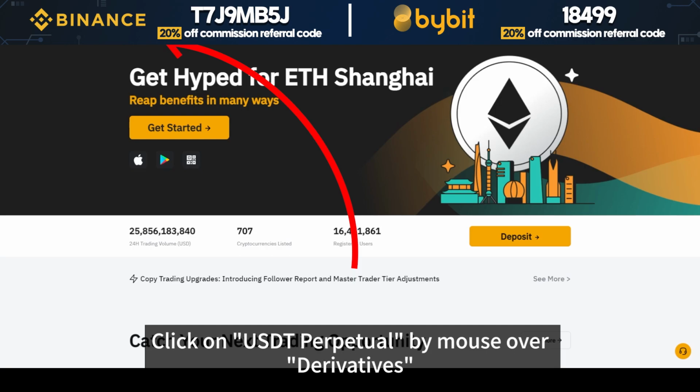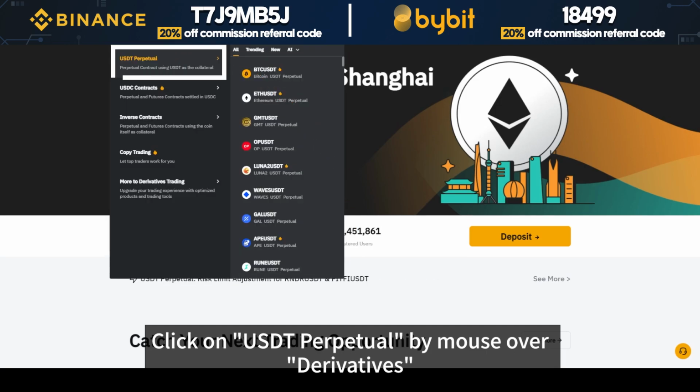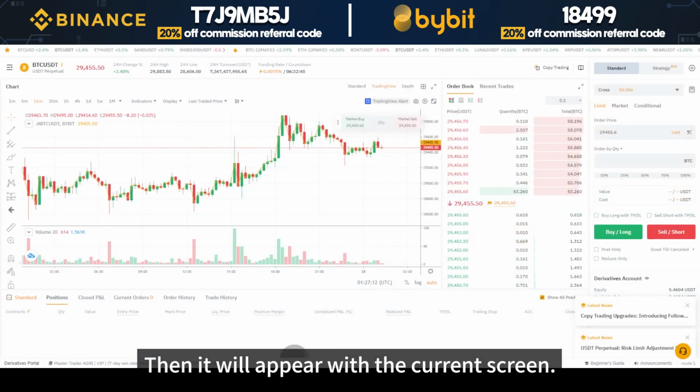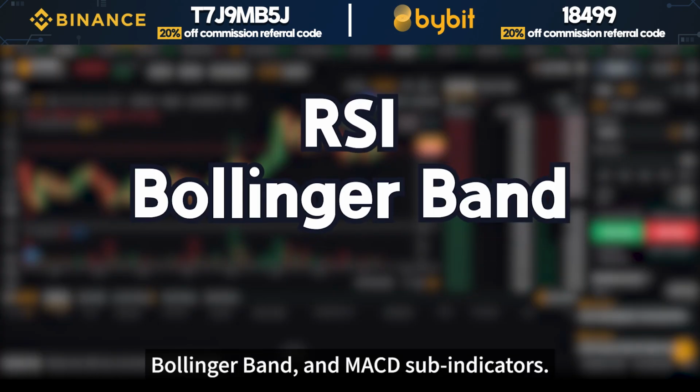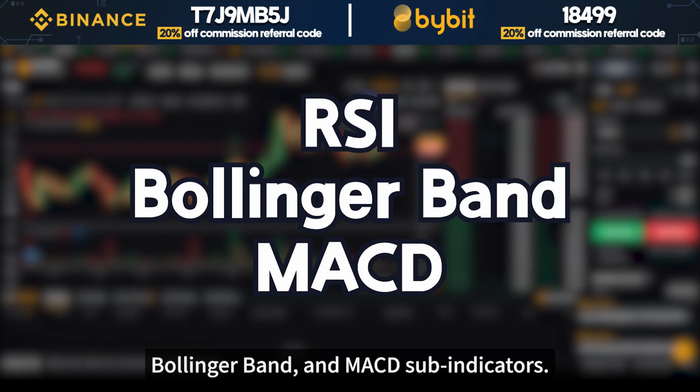Click on USDT Perpetual by mouse over derivatives. Then it will appear with the current screen. First, let's look at the RSI, Bollinger Band, and MACD sub-indicators.